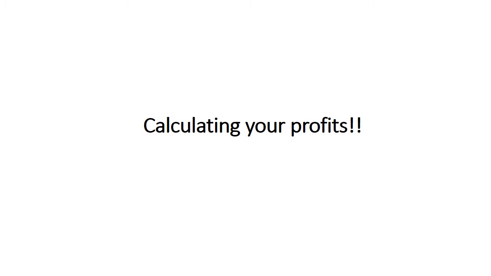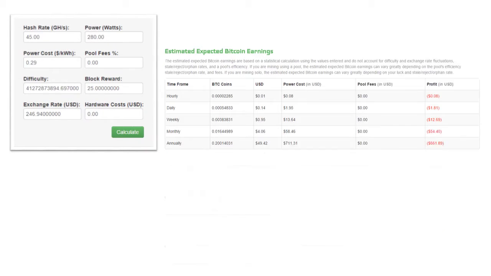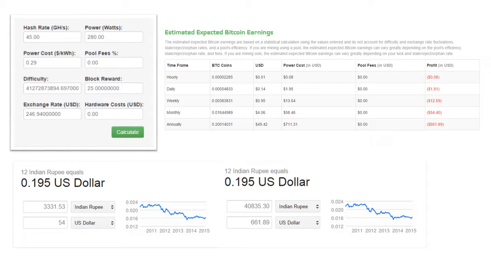Calculating your profits. Now, this is an example that I did on my laptop so as to check how much I could earn through Bitcoins. Hash rate is the speed of your computer solving the algorithms or mathematical problems given by the Bitcoin network.